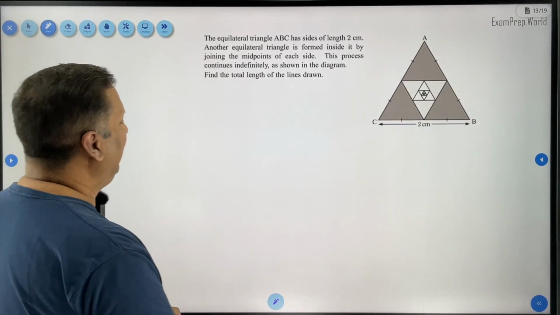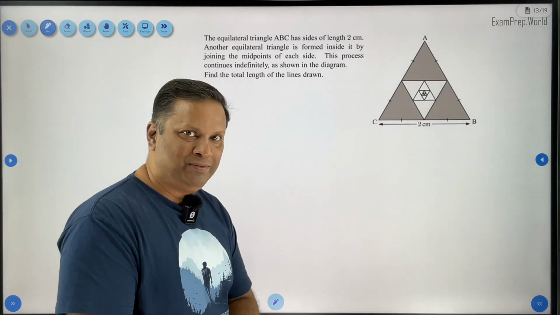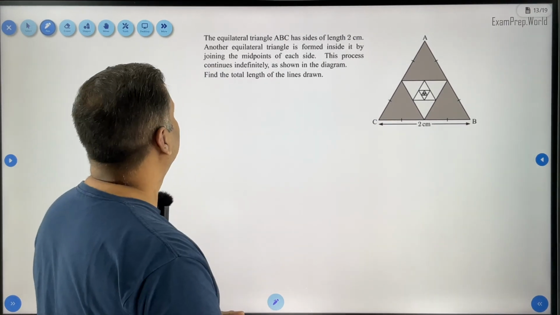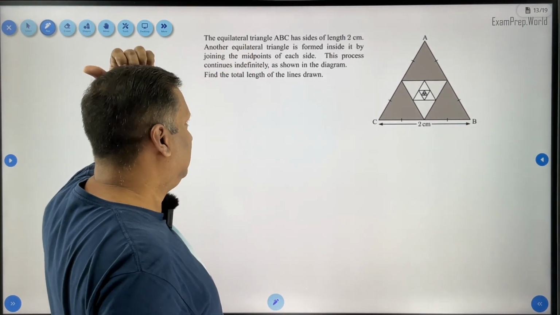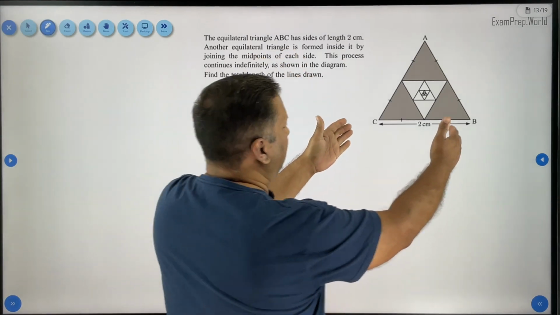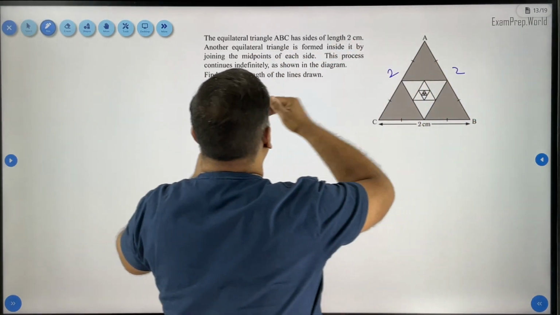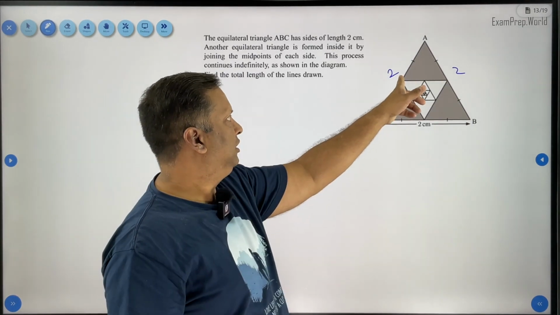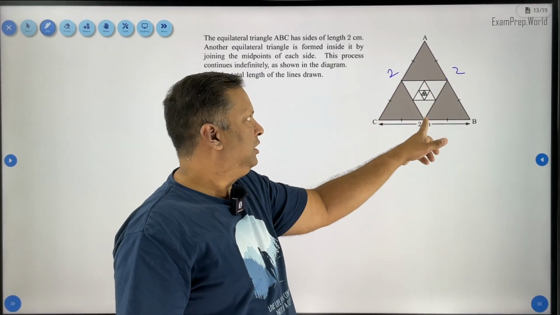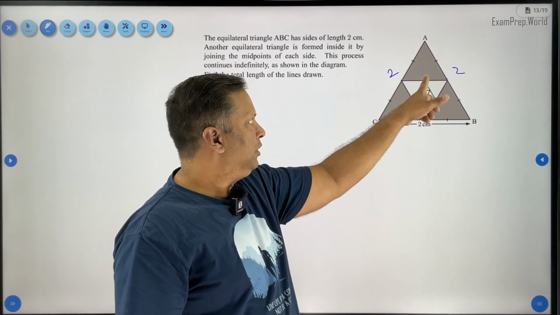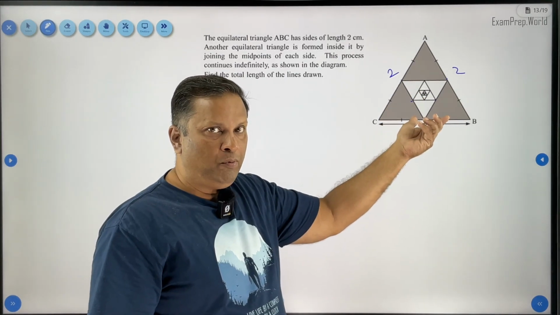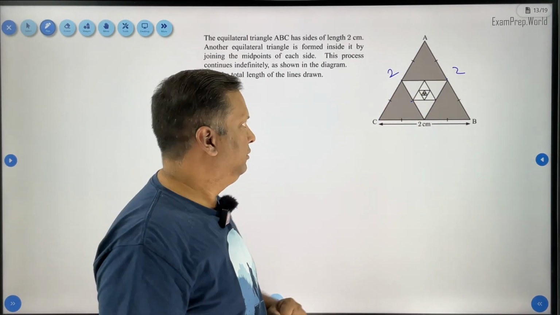Okay. So we have a triangle. We come out of that sad story where he finished the water. Okay. We come to an equilateral triangle. The side of an equilateral triangle is 2 centimeters. This is also 2. This is also 2. And there is midpoint. This is midpoint of each side. Then you have another midpoint. So every time the new triangle is formed by taking the midpoints of the existing triangle.